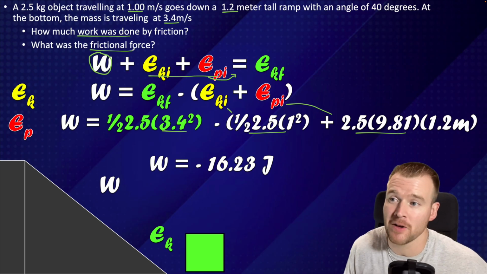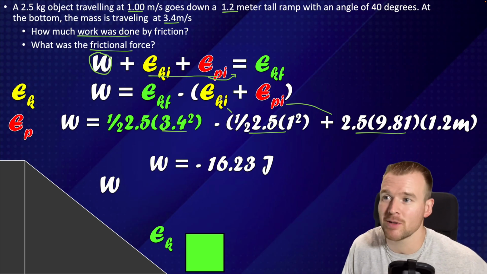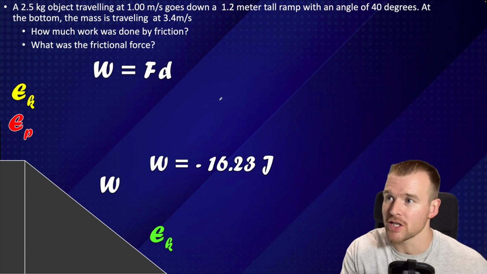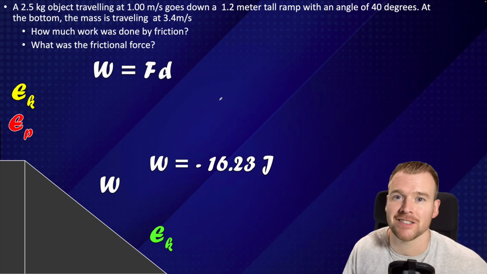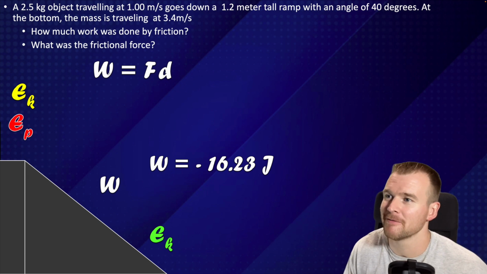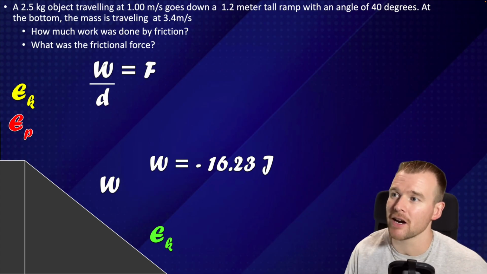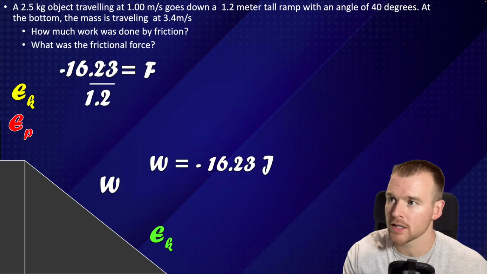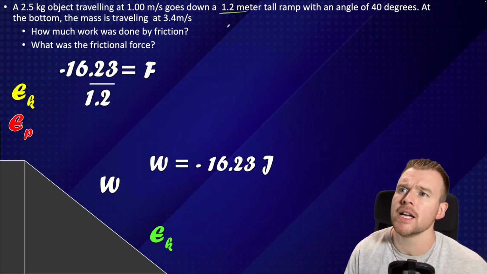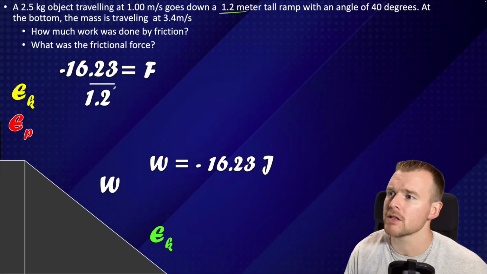This part's actually a fair amount quicker than the last one because this is a big formula, but we know that just work is equal to force times distance, what we saw on the first slide. Okay, so that's not too bad. If we're trying to solve for force, let's divide by our distance. So I'm going to take my work, negative 16.23. The distance in the question is 1.2 meters.